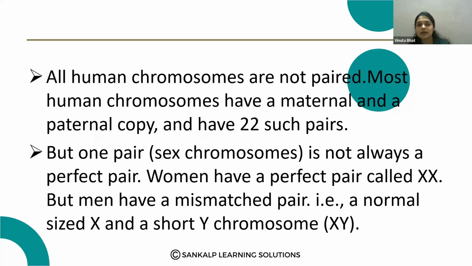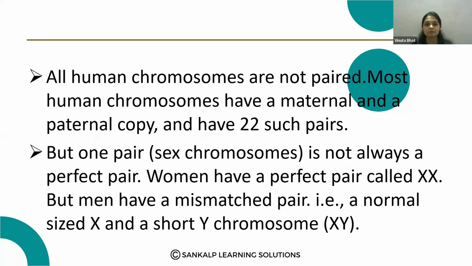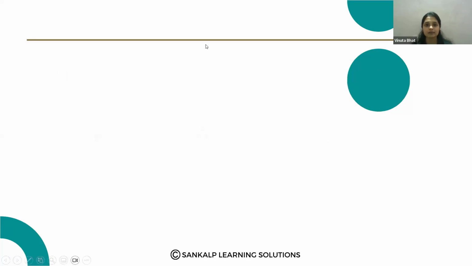So it is one of the very important questions, a 3-mark question. How Mendel's experiments show that parental traits are inherited independently to the offspring of the next generation. So you have to explain Mendel's dihybrid cross for this question. Okay, Mendel's dihybrid cross. Here the characters from the parents are inherited by the children independently.